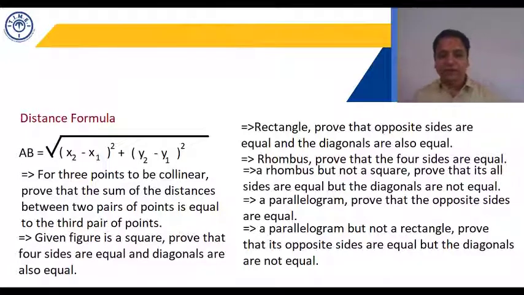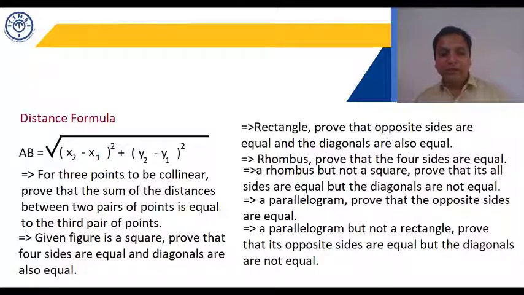Just summarizing it once again. To prove that a figure is a square, four sides are equal and diagonals are also equal. A rectangle: prove that opposite sides are equal and diagonals are also equal. Rhombus: prove that all four sides are equal. A rhombus but not a square: prove that all sides are equal but diagonals are not equal. A parallelogram: prove that opposite sides are equal. A parallelogram but not a rectangle: prove that its opposite sides are equal but diagonals are not equal.